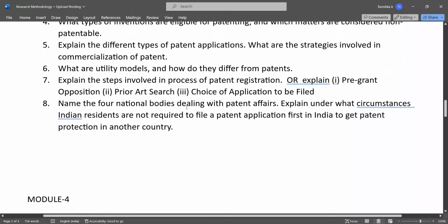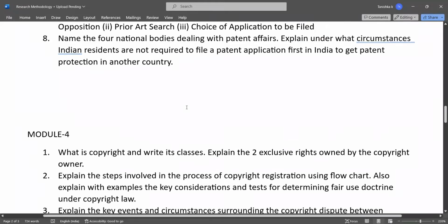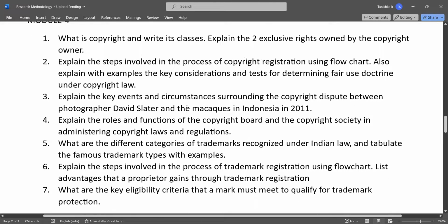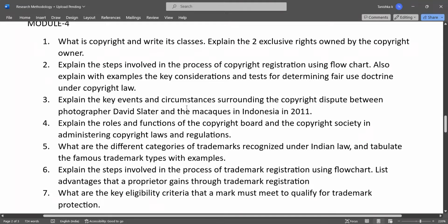Next, important is module 4. So in module 4, it's regarding copyright and trademark. So either both will come in or part. Either you have to study the copyright part, or you can study the trademark part. Whichever you feel easy, you can study that. So in this also, I have listed 7 questions from module 4. You can study any 5 questions, either copyright or the trademark.